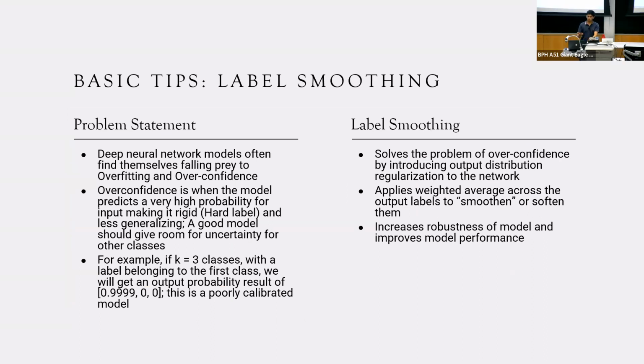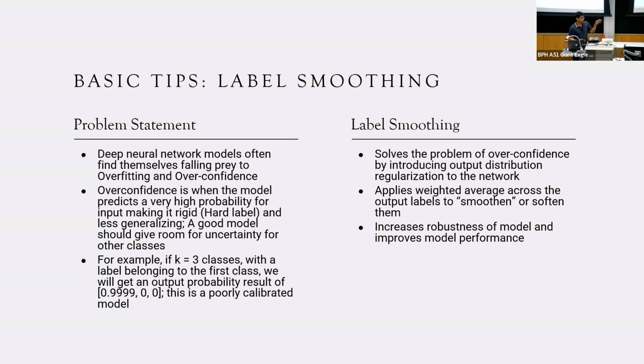In this homework, you will definitely encounter overfitting. It's the hard truth here. So there are certain techniques which you can use. There's something called label smoothing. In order to tackle overfitting and overconfidence: overfitting is basically when your training accuracy is very high compared to your validation accuracy. It's getting accustomed to your training data set, but not generalizing much.